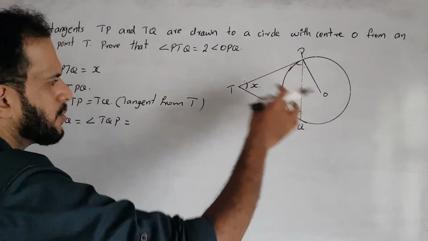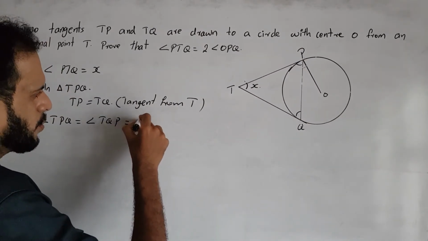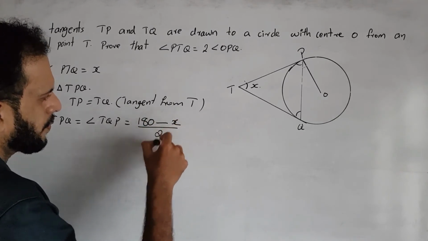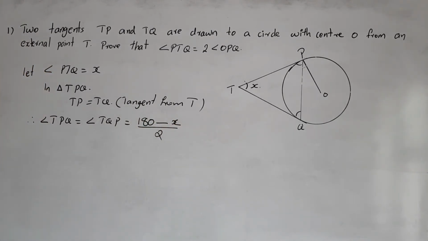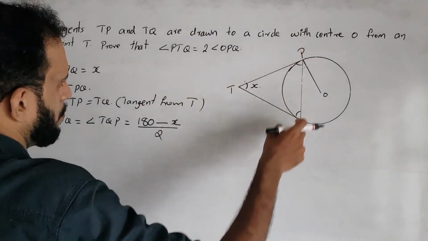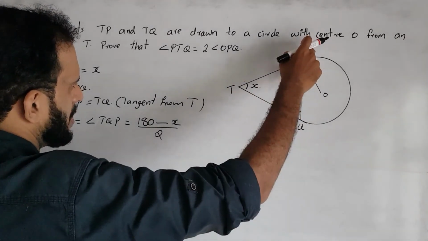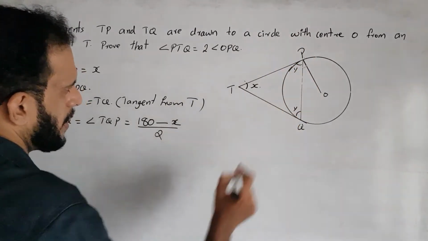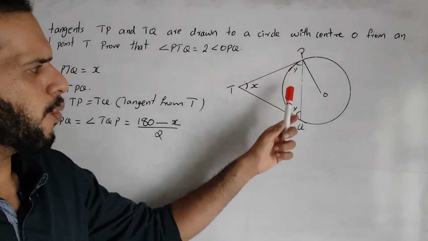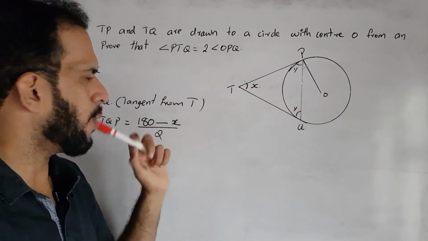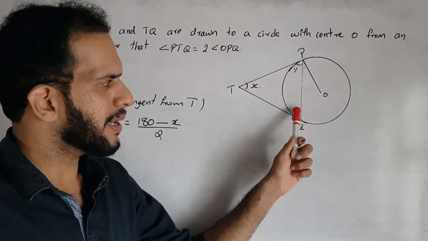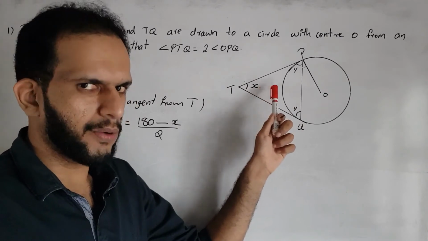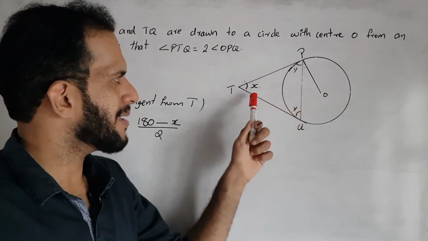Then now we find the value of these two. It is very clear, it is equal to the total angle value minus x by 2, correct? Why? Because angle TPQ plus angle TQP plus x is equal to 180. So suppose we choose this one as y, and this one as y. Okay, so y plus y plus x is equal to 180. So 2y is equal to 180 minus x. Therefore y is equal to 180 minus x by 2.